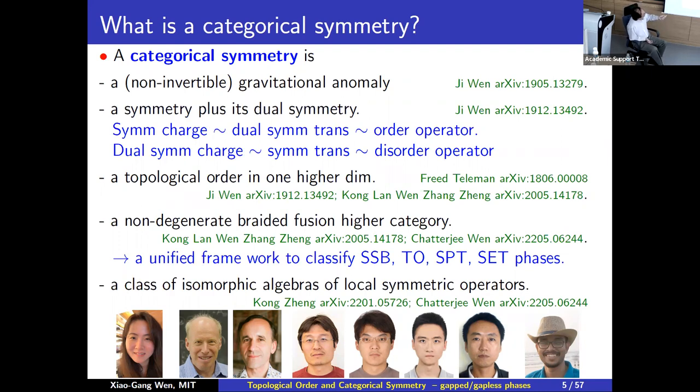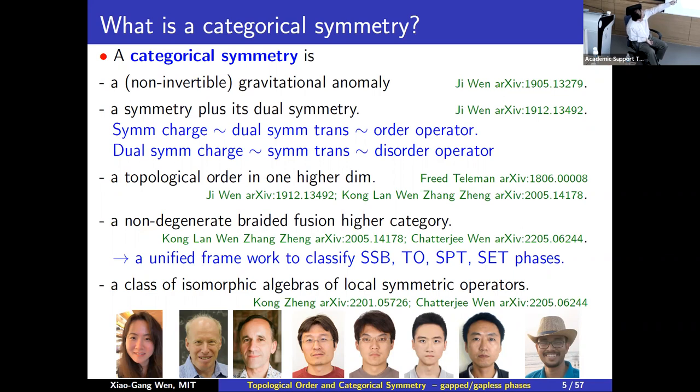So actually, categorical symmetry is a gravitational anomaly, but mostly it's a non-invertible gravitational anomaly. And it's a symmetry plus a dual symmetry. Basically, we have a critical theory, we know there's an order operator and a disorder operator. If you put the order and disorder operators together on the same footing, then that's some flavor of a categorical symmetry. Viewing these two together on the same footing is another point of view of a categorical symmetry.